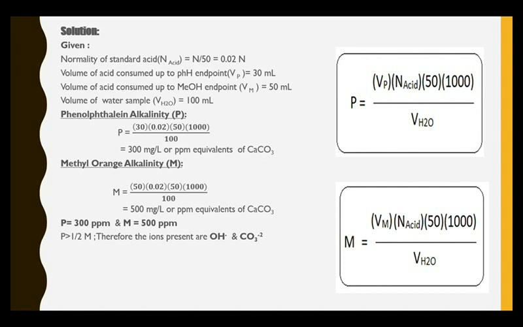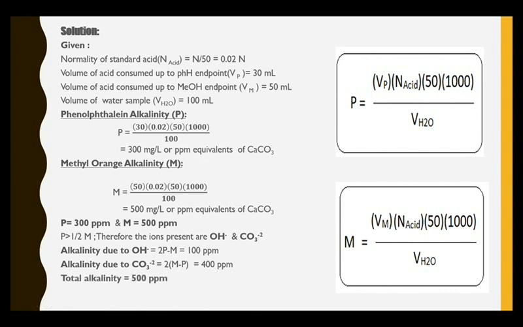And what is the alkalinity due to these individual ions? The alkalinity due to OH⁻ is 2P − M, which is equal to 2 into 300, that is 600, minus 500, which is equal to 100 ppm. Alkalinity due to carbonate is 2 into (M − P). So again 500 minus 300, which is equal to 200, 2 into 200, that is equal to 400. So now the total alkalinity is equal to 500 ppm. Now the methyl orange alkalinity is 500 ppm. Total alkalinity is equal to 500 ppm. Therefore methyl orange alkalinity is nothing but the total alkalinity of water. Thank you for watching this video.